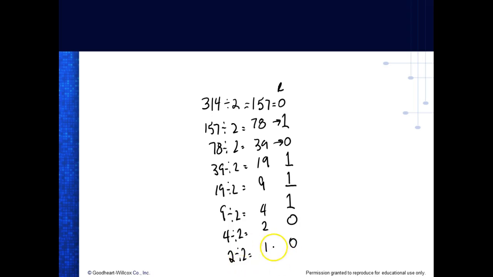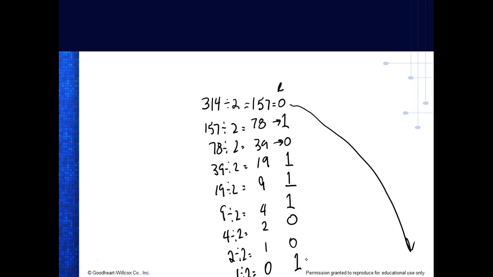And then I'm going to take 1 and divide that by 2. That's going to give me 0 with a remainder. Then what I'm going to do is make this number fall in this direction. So this is my most significant digit, and it will always be a 1. You'll always end up with a 1 in there.